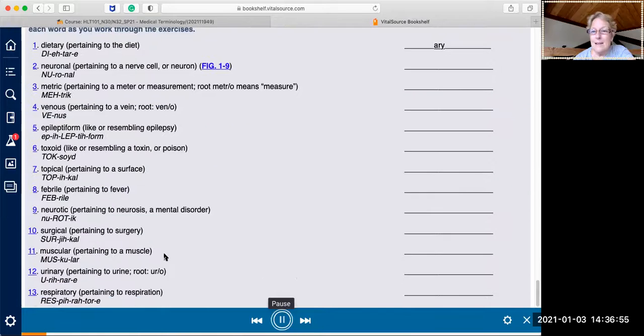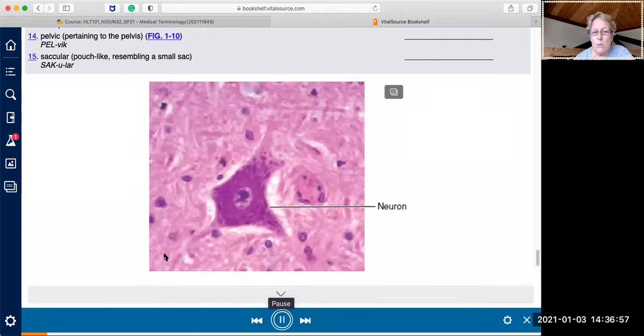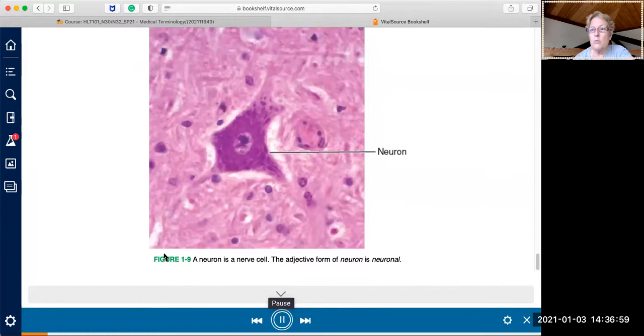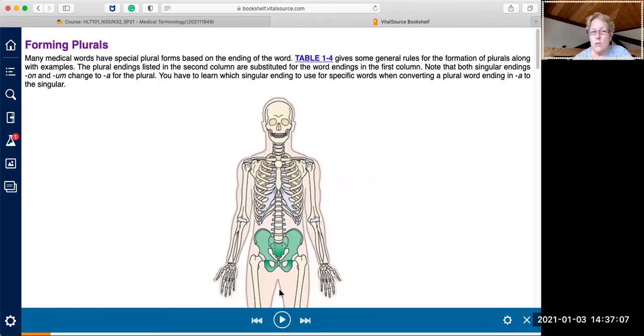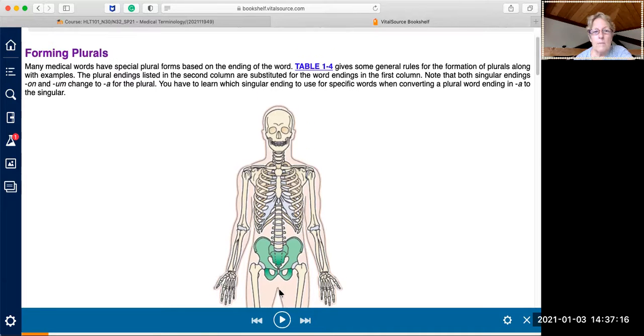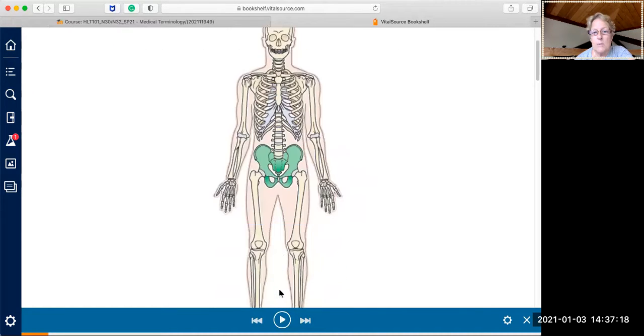And you get the idea of what I'm trying to go through here with you as you go through the tables. It's really, really important. This is where some of the key information is in the text. And in between your text, you're obviously going to find your explanations about forming plurals as an example.